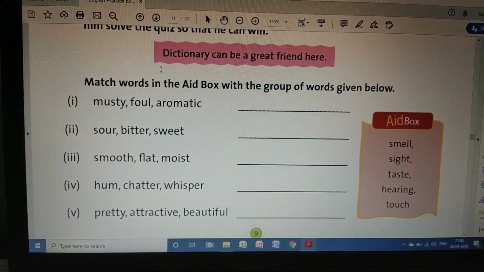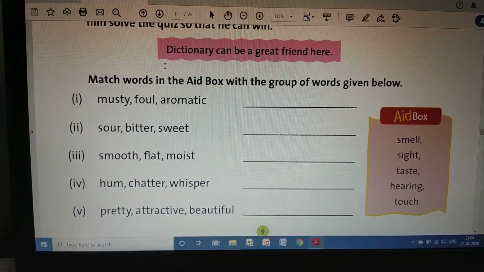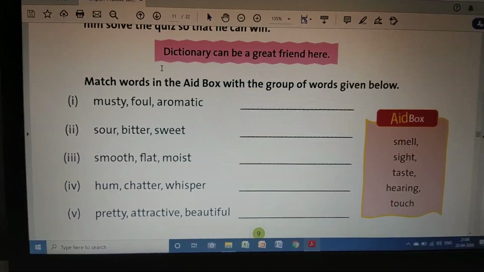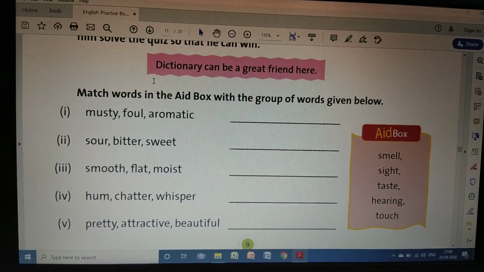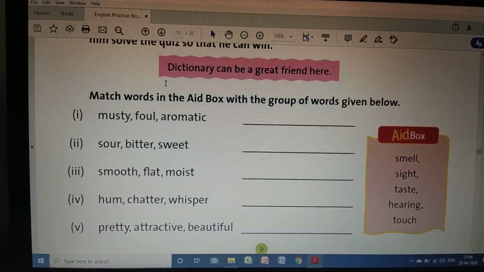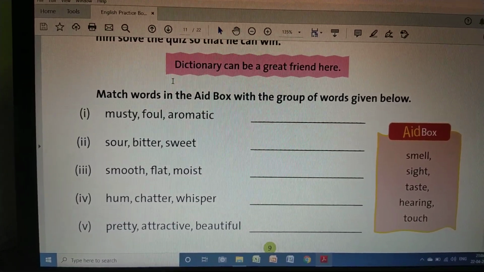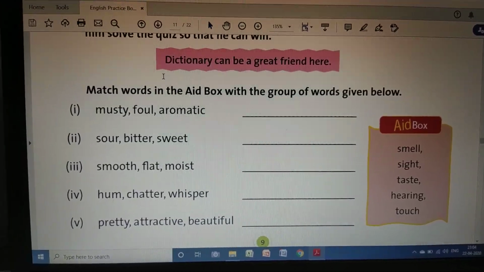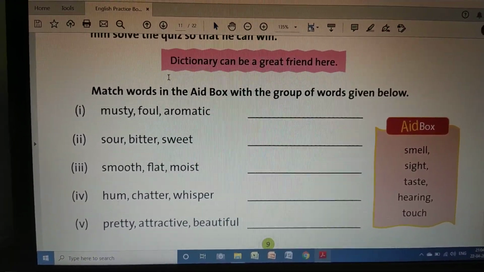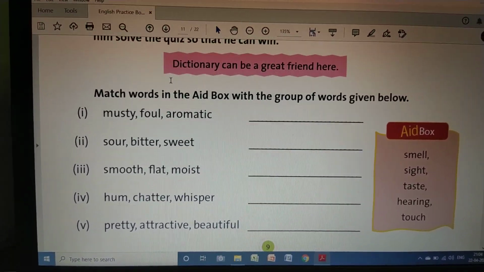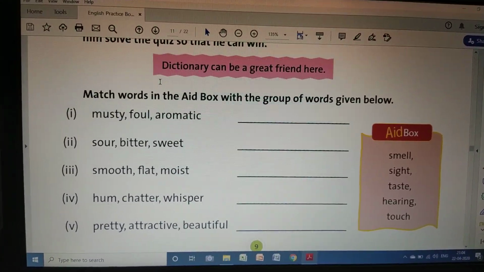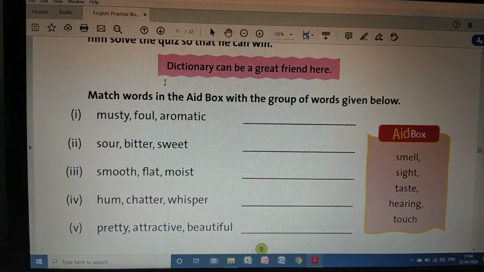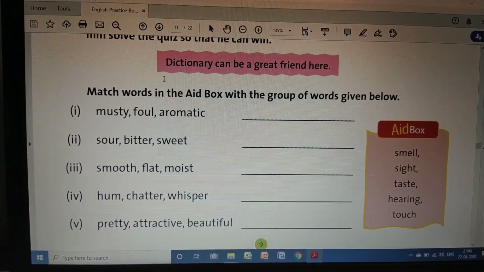It's very easy. Okay, match words in the 8 box with the groups of words given below. Now the words given in the 8 box are smell, sight, taste, hearing and touch. I repeat, smell, sight, taste, hearing and touch.